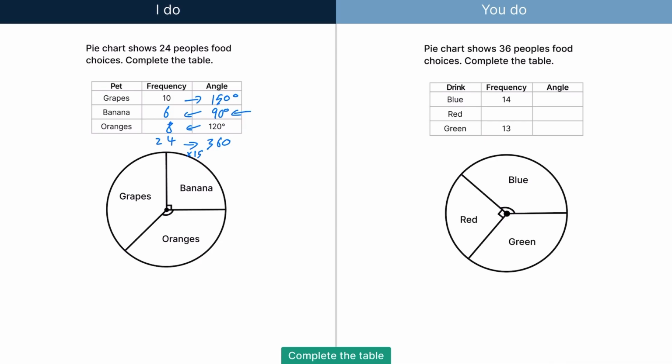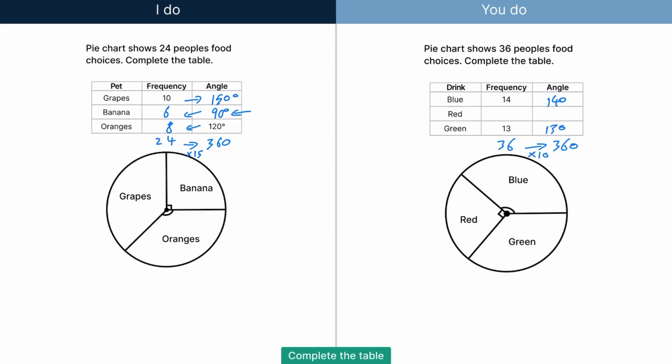So again, hopefully you've pressed pause and had a quick look at the example on the right. So here we have 36 people's food choices. So we know this adds up to 36. We know that this adds up to 360. We know that to go from here to here, we times by 10. So if I times this by 10, that's 140, that's 130.